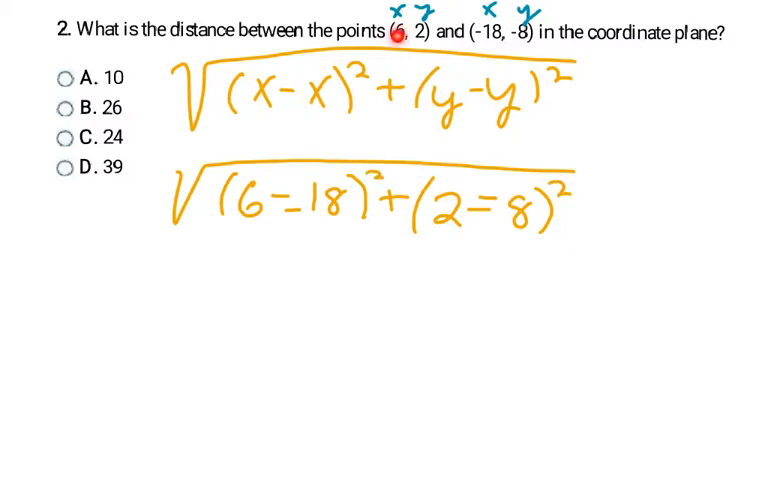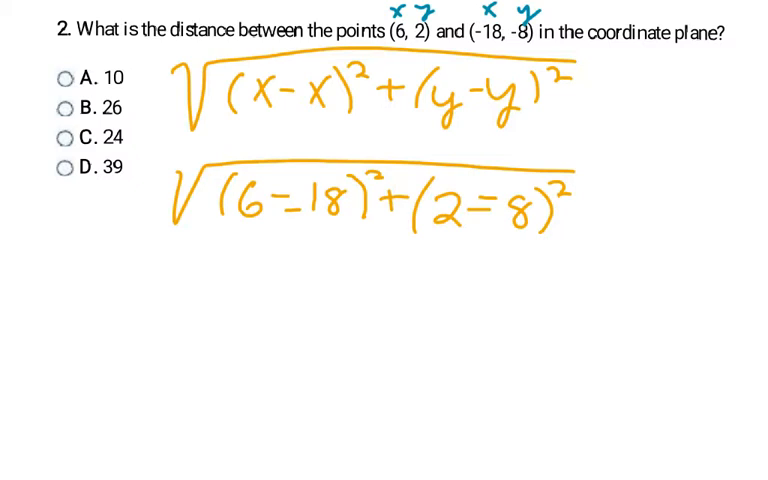So just remember that if you pull 6 first in the X subtraction, you have to pull that 2 first in the Y subtraction. Whichever coordinate you're starting with first with X, you have to start with Y. You have to be consistent. So my first step is to do that subtraction.